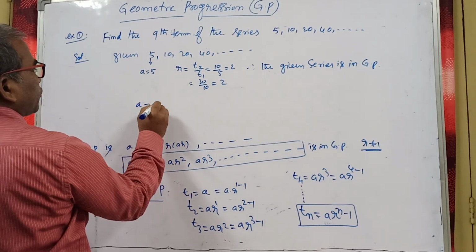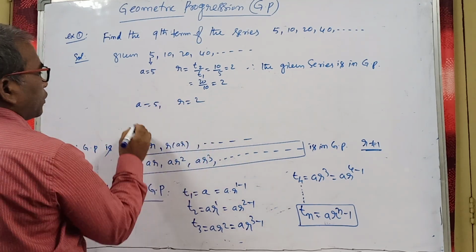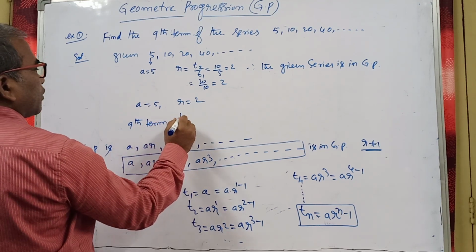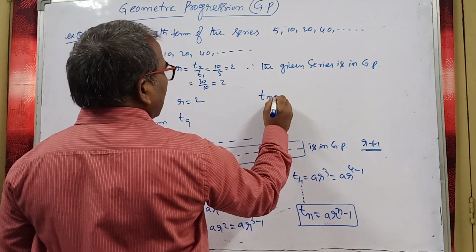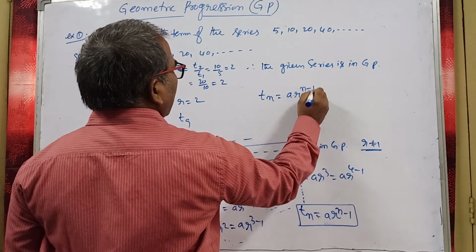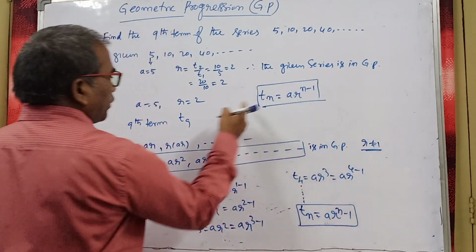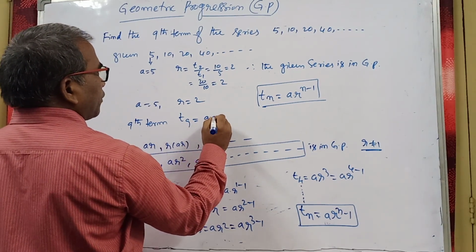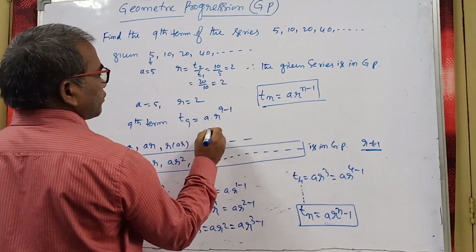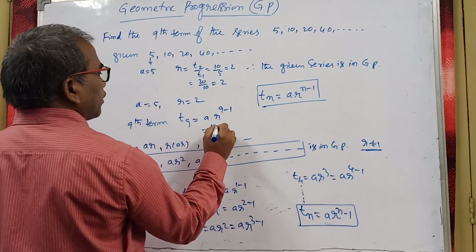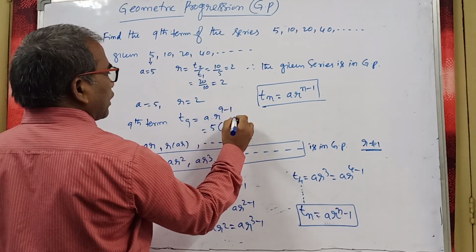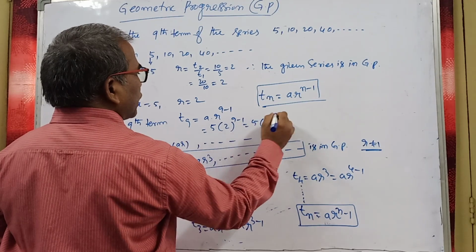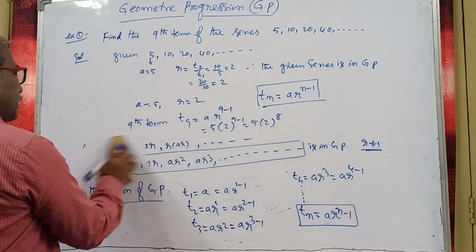So here the first term is 5 and the common ratio is 2. They are asking for the ninth term. What is the general term formula? Tn is equal to a into r power n minus 1. Now I want the ninth term, T9, which is a into r power 9 minus 1. A means 5, r means 2, so 5 into 2 power 8. How much is that value? Calculate.